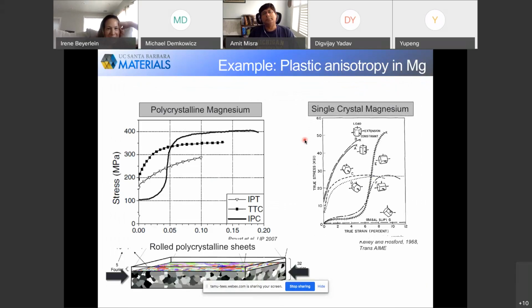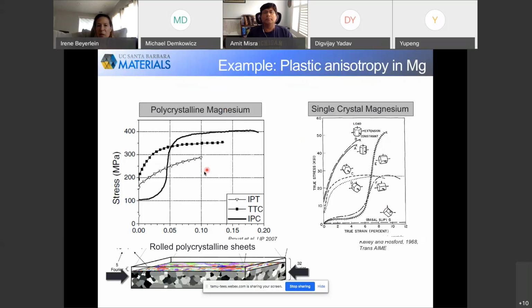Thank you. Yeah, that's actually one of the difficulties with twinning, that from the macroscopic stress-strain curve, even if you were... here I'm showing two examples of magnesium. This is polycrystalline magnesium and single crystal magnesium.